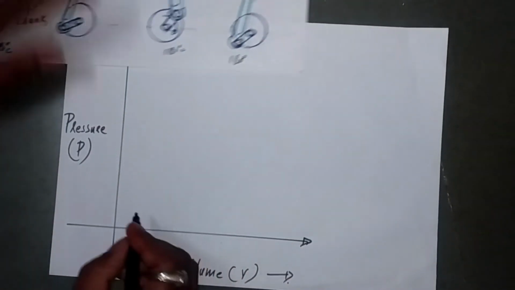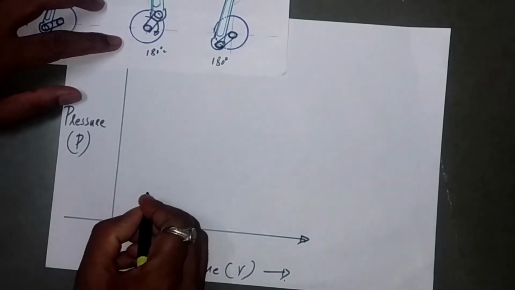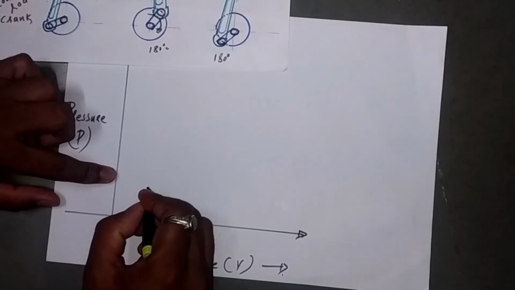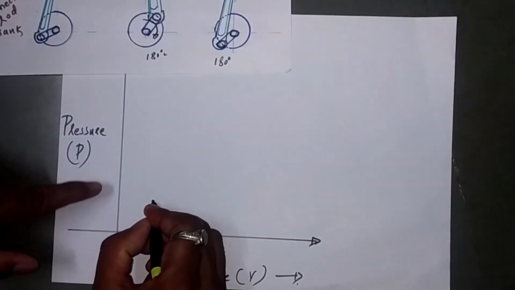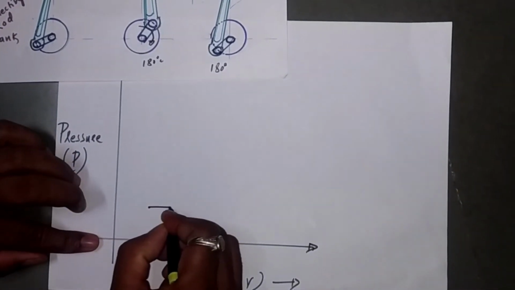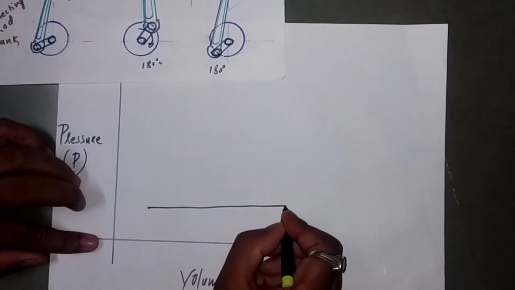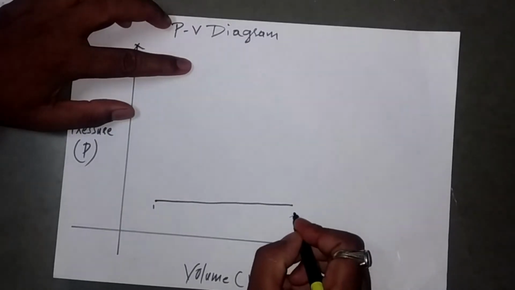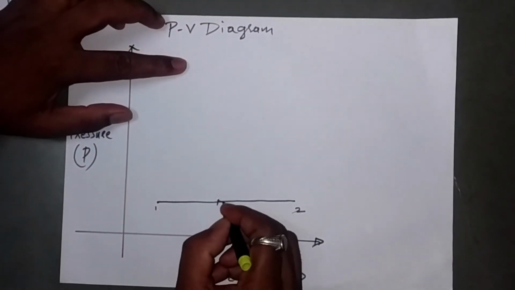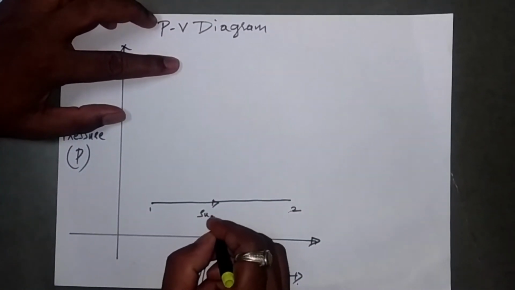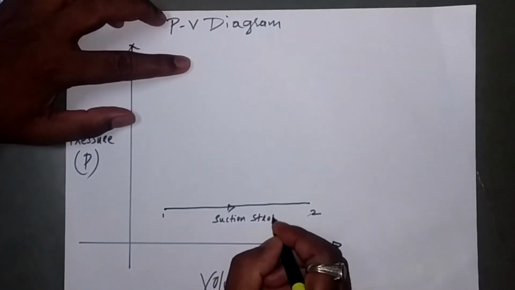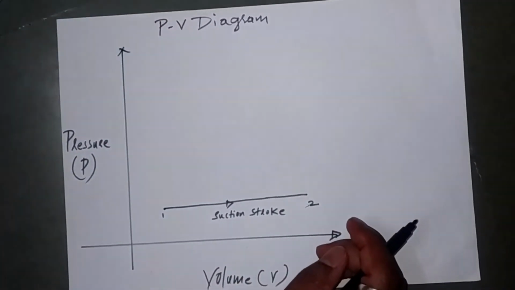So that clearance volume I'm going to show it here. In this case the volume has increased, so I'm going to show the volume increase like this, at the same pressure. So this is 1 to 2, in this direction, and this represents your first stroke, that is the suction stroke. Clear with the first stroke, that is the suction stroke.